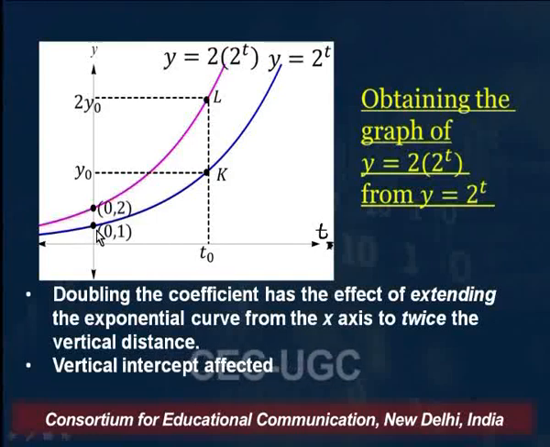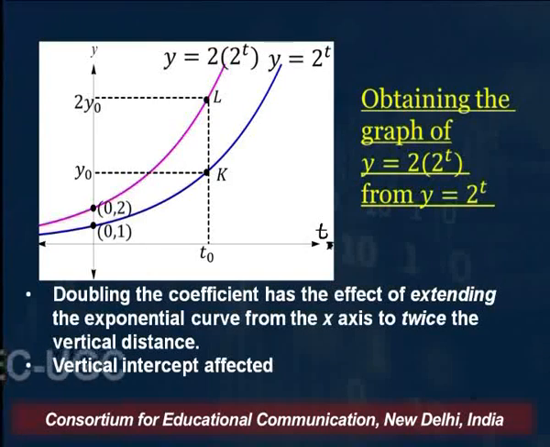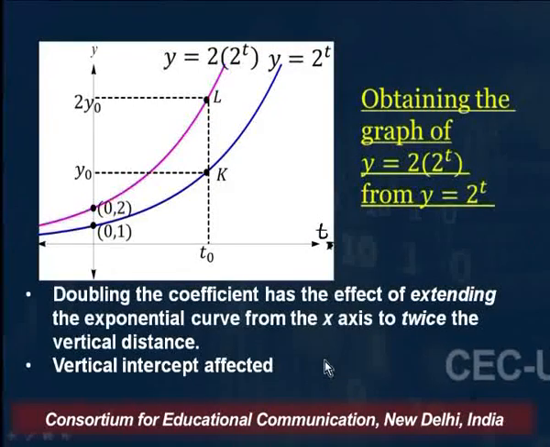And here the vertical intercepts, as you can see, have also changed. The vertical intercept of twice 2 to the power t is 2 times the vertical intercept of the original function. Okay, so that is as far as a generalized exponential function is concerned. You can always manipulate your graphs.